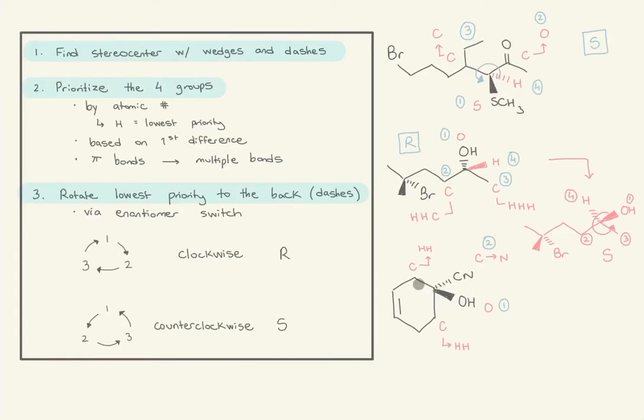These 2 carbons are the same CH2s, and so we have to move on to what else they are attached to. We see that this carbon is attached to a double bond. Double bonds or pi bonds count as multiple bonds, so just think of that as a carbon being attached to another carbon. And this carbon is attached to 2 hydrogens. These carbons will have higher priority because carbon has a higher atomic number than hydrogen.